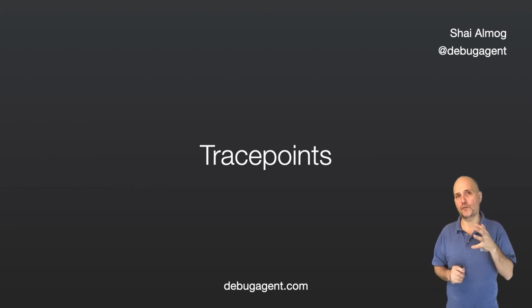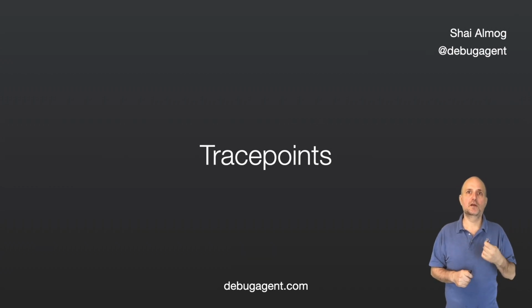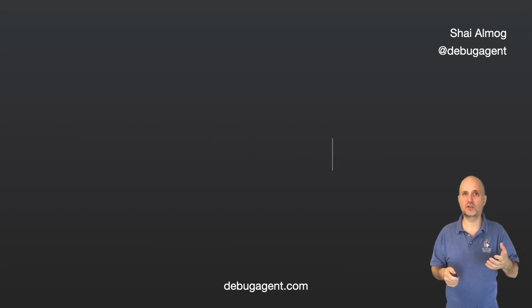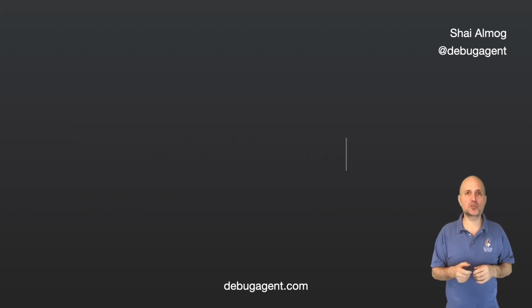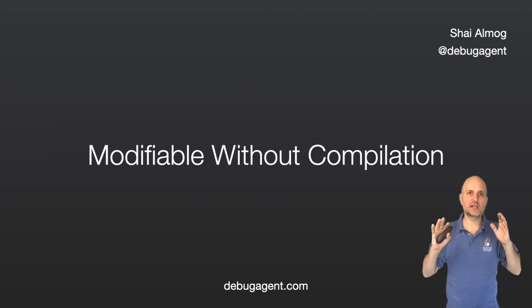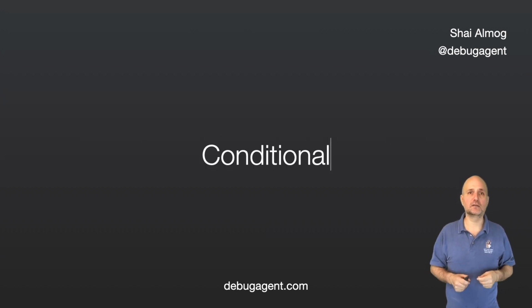Usually one should prefer trace points over simple print statements. Trace points have several core advantages over print statements. You can't accidentally commit a trace point to version control. We can change trace points without recompiling, without restarting, and add more data to clarify what we need.